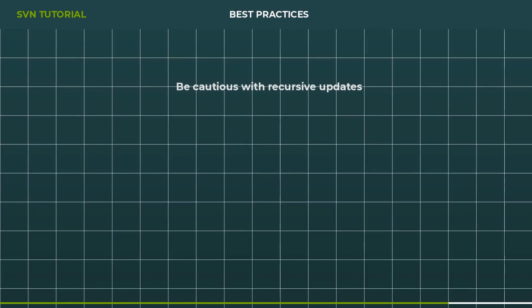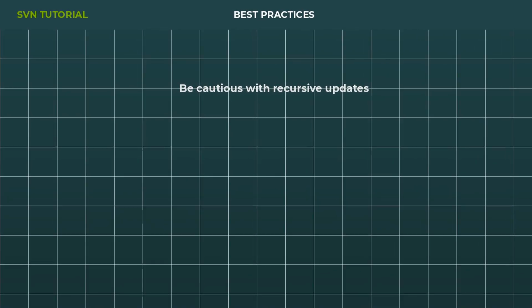While the recursive SVN Update command is powerful, it's essential to use it with caution. Be aware of any changes made to your working copy and ensure that you're not overriding any local modifications. It's also a good practice to test your updates in a non-production environment before applying them to your live codebase.